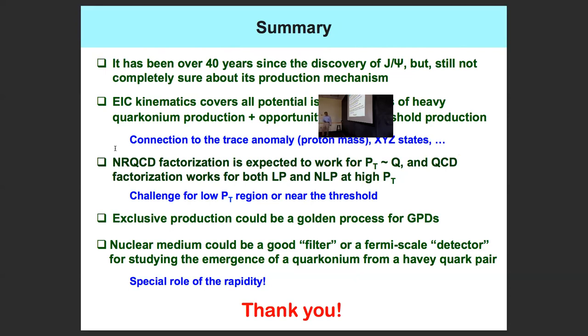So NRQCD has been working very well for the region not applied to too high PT. If you stay away from PT equal to zero, or PT much larger than the mass, NRQCD formulas have been very successful. But if you do the exclusive process, it's a golden process for GPDs. I emphasize, even if PT is small, the kinematics, photon-hadron collision or virtual photon-hadron collision, you look for small t, the proton diffracted, and the J/psi you produce go in completely opposite directions. So any soft gluon interaction between them actually is suppressed. That actually helps with that condition.